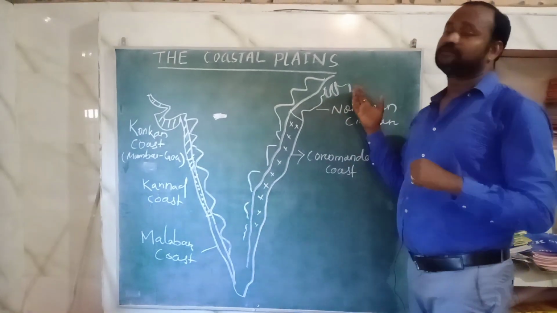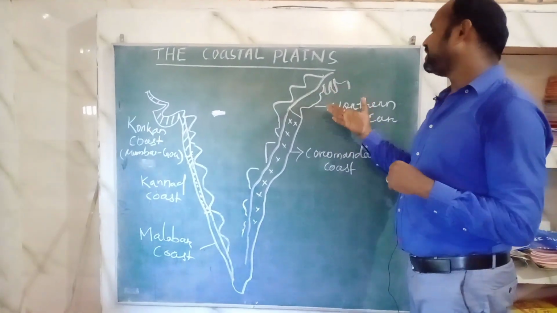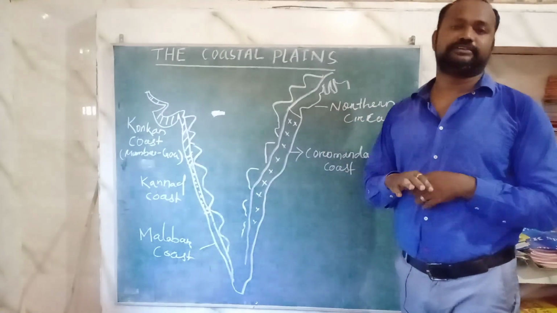Next we are going to discuss the eastern coastal plain. The eastern coastal plain is formed due to the east flowing rivers.